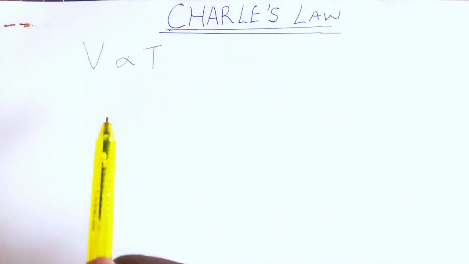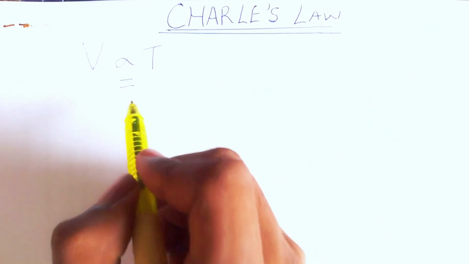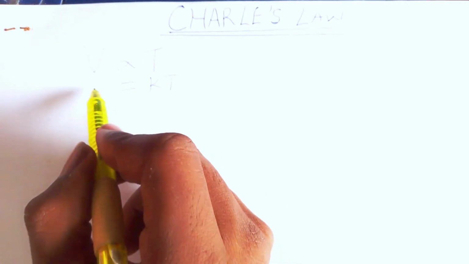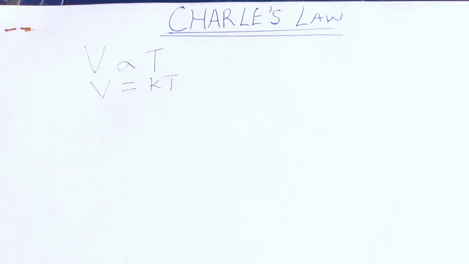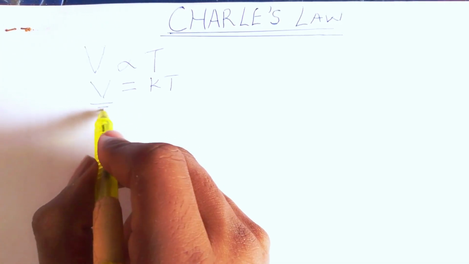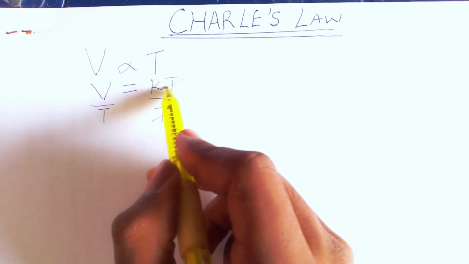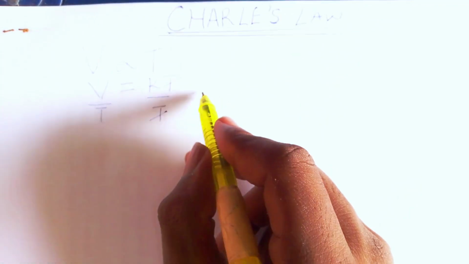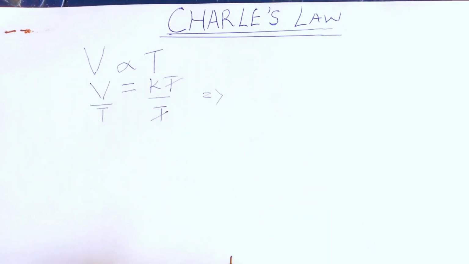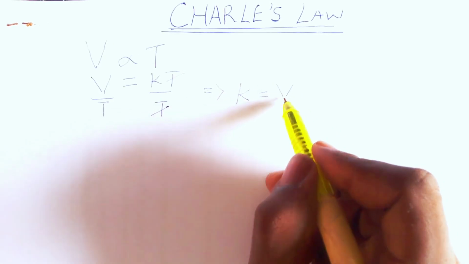Since we have this in mathematics, we remove this proportionality sign and introduce an equality sign, and then a constant follows. So we have V equals KT. I'm trying to rewrite the formula for you. To make the constant stand alone, you divide by T. So T cancels T, and we have that K equals V over T.